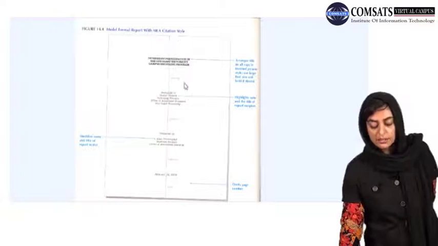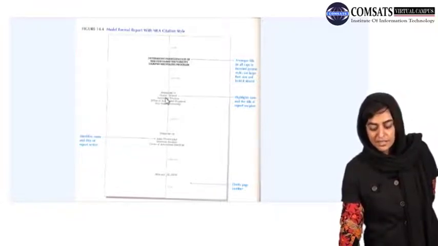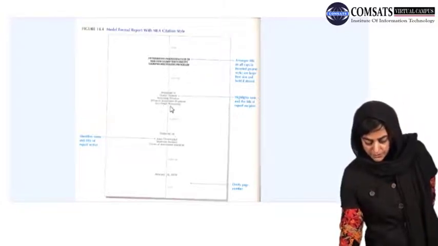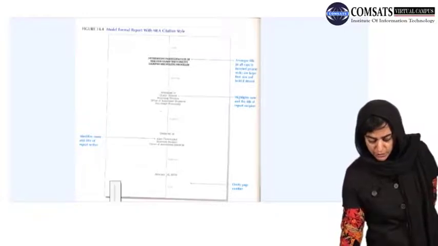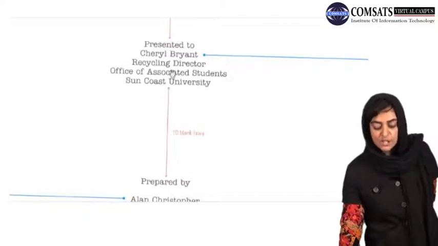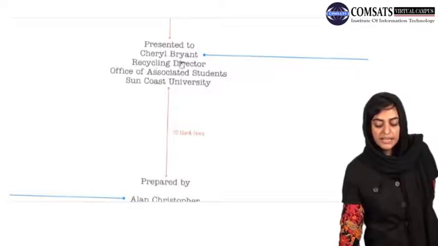Then 10 lines after the title, you should write "Presented to" or "Submitted to," the name of the receiver, the name of the reader. This is not only the name, dear students, kindly be a bit cautious. This is the designation of the person as well as the name. Carol Bryant, Recycling Director, Office of Associated Students, Suncoast University.